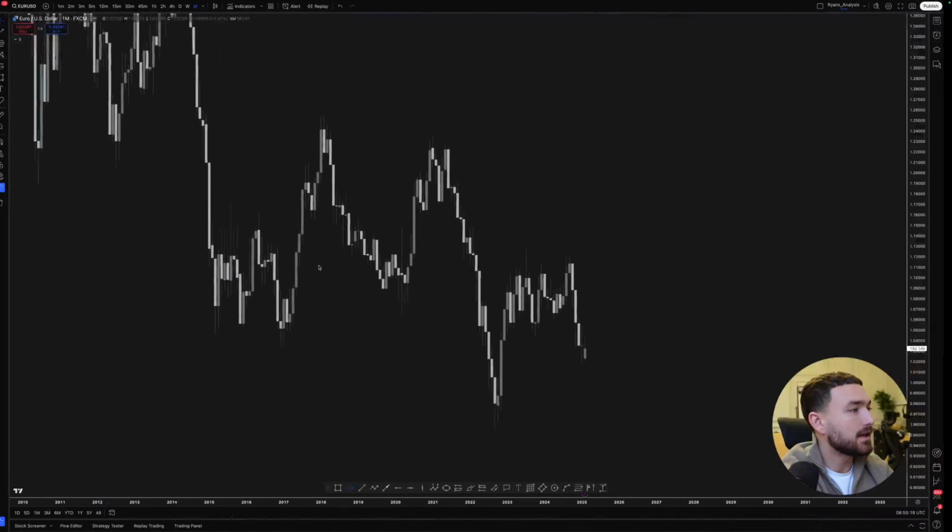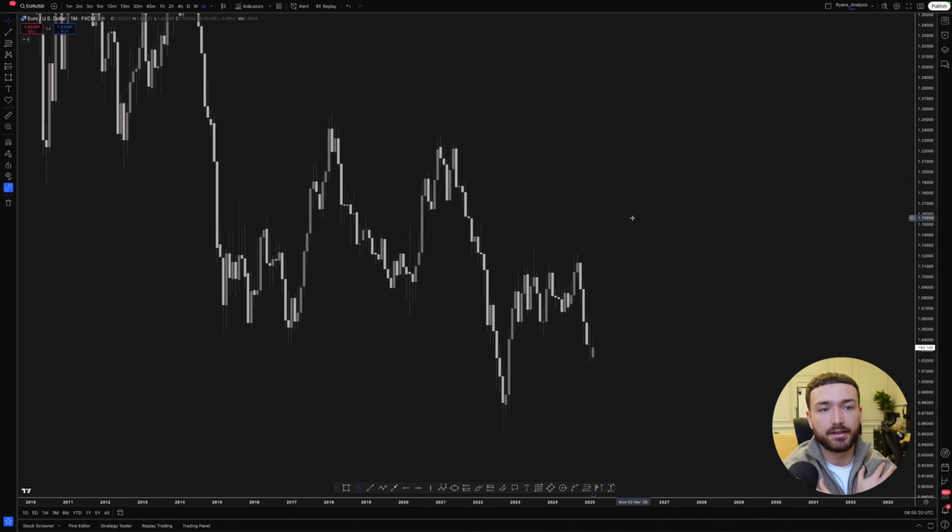So let's get down to business and let's actually break down the euro. Like I said, we're going to start on the monthly chart, work our way down and get a narrative of where we see price going. Firstly, what I always like to do is mark up my highs and lows, the external range liquidity, where I see price going.